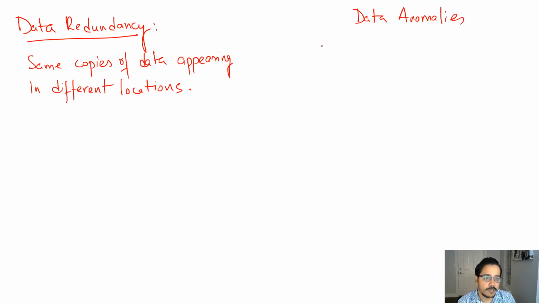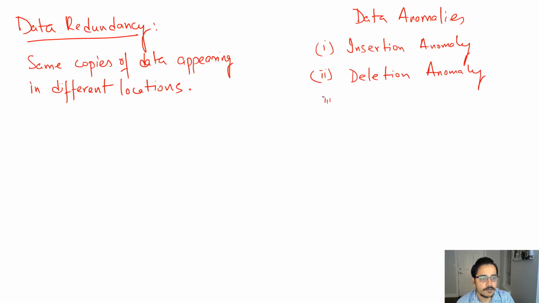So data anomalies are of three types. The first one is insertion anomaly. And then you have deletion anomaly. And then you have updation or update anomaly.